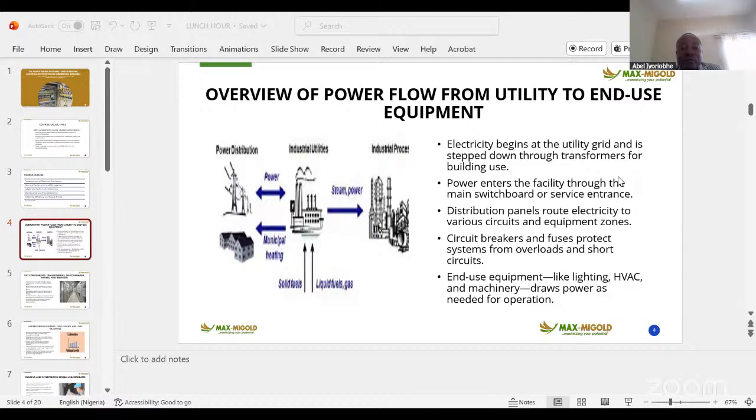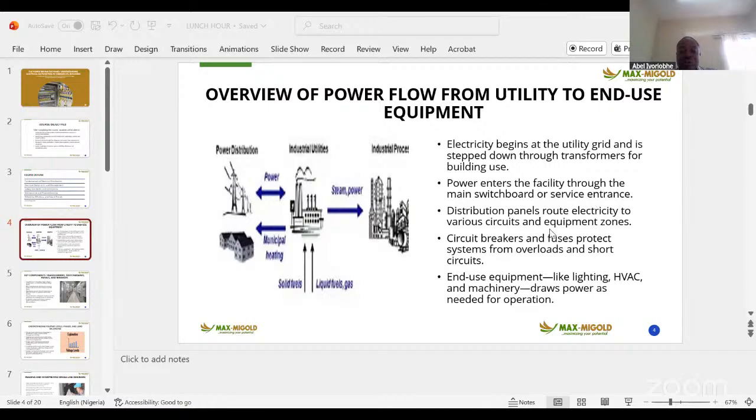All right, overview of power flow from utility to end use equipment. So this is the overview. I want you to know that electricity begins at the utility grid and is stepped down through transformers for building use. It is not what you generate at this power station that gets to you as the end user. So there are things put in place to ensure that the right electricity, the right voltage value gets to you. So power enters the facility through the main switchgear, switchboard, or service entrance.